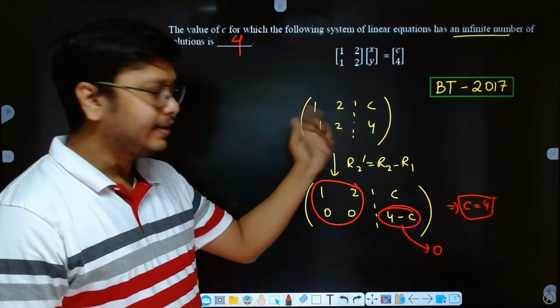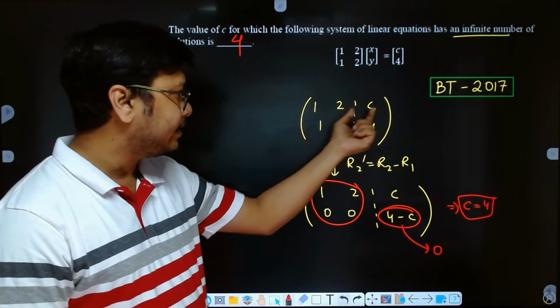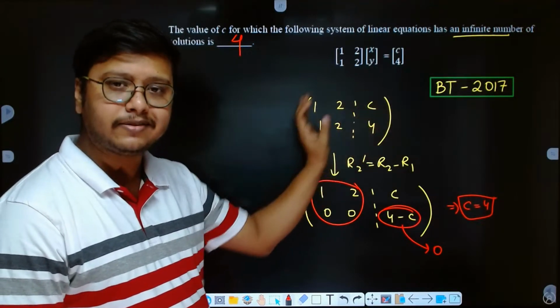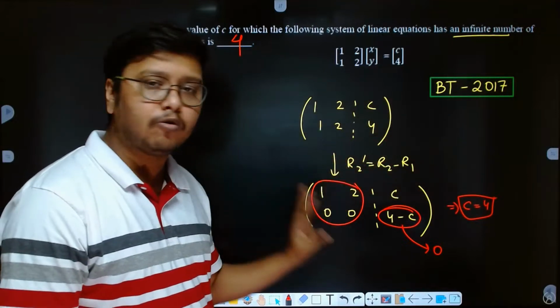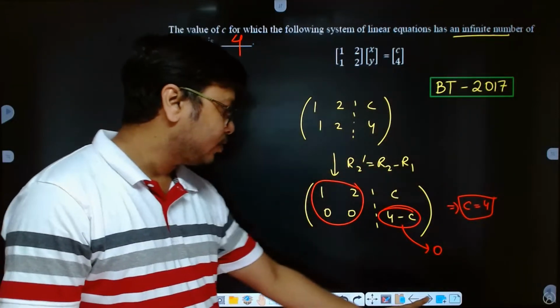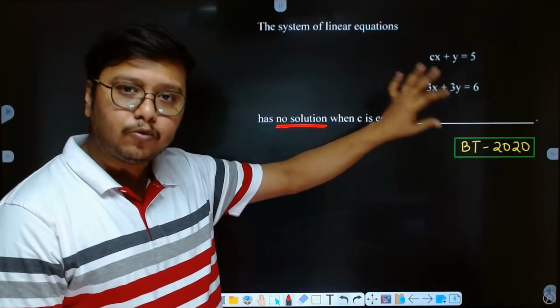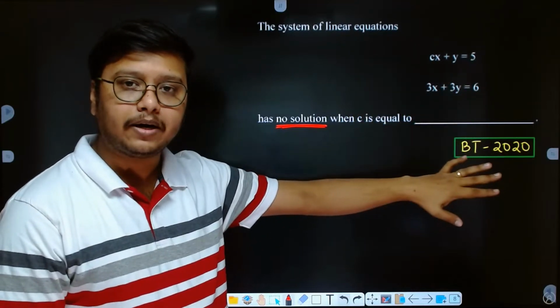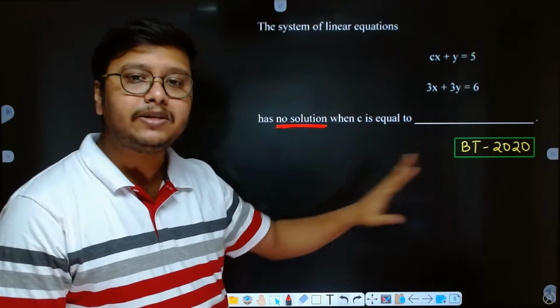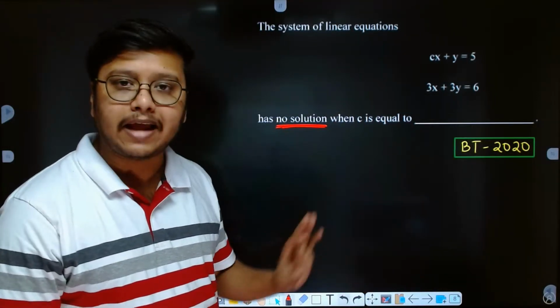So the determinant did not help us because the determinant did not involve the C term. The C is outside the determinant. So we had to go for rank. But if you look at this question, C is in the determinant portion, in the coefficient part, not in the augment part. So here you should get your answer from the determinant itself. You don't need to do any rank operation.